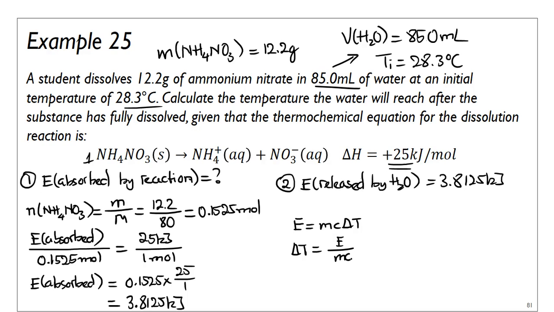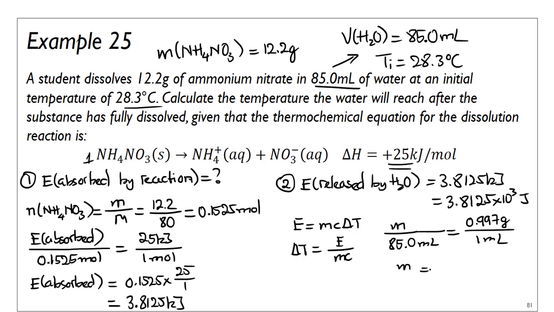Now I need a few things. First of all, specific heat capacity of water is 4.18 joules, so I need to convert the energy to joules before I can use it with the specific heat capacity of water. And the second thing is I need to convert the volume, which is 85 milliliter, into mass before I can use this. So once again, I'm going to use the density of water listed in the data book. According to that, it is 0.997 grams per 1 mL. So the mass is going to be 85 times 0.997 over 1, which is 84.745 grams.